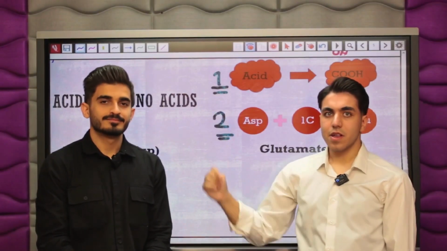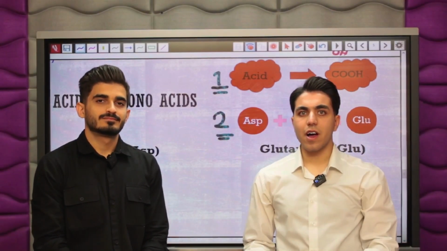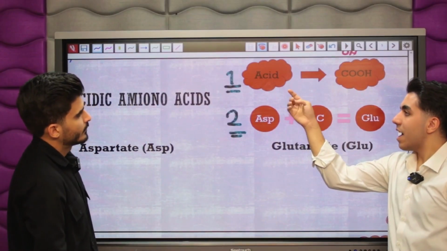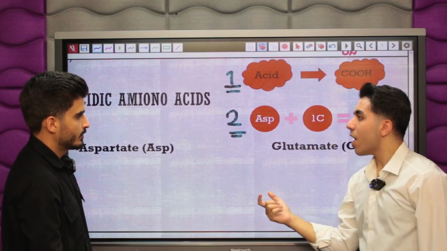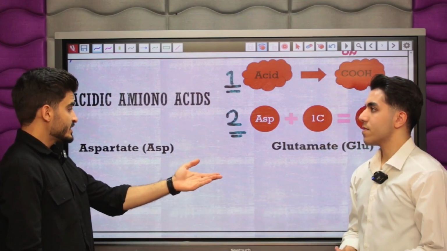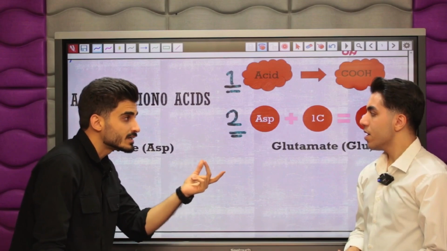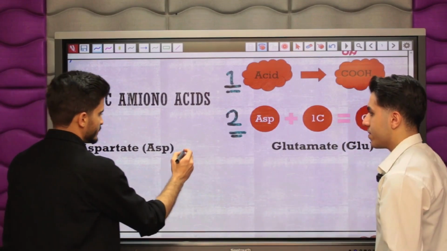Acidic amino acids. There are 2 rules in order to draw acidic amino acids. First rule, whenever faced with an acid, add a carboxyl group to the end of the R chain. For instance, for aspartate, abbreviated ASP. So draw the constant part. Here it is.